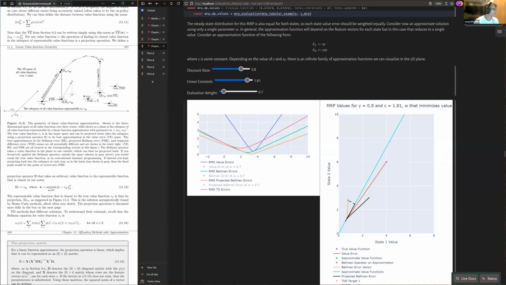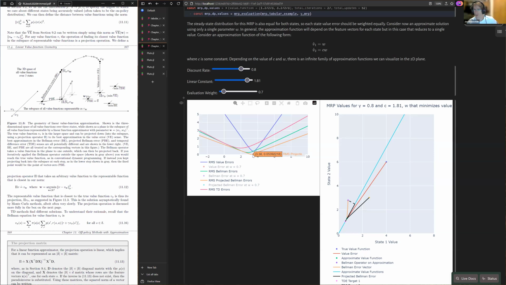So on this diagram, it doesn't show exactly how far away each point is, but at least for this example I have created, no matter what you do with the C value, you get this point of minimum Bellman error and minimum TD error to be farther away from the optimum than the projected Bellman error.